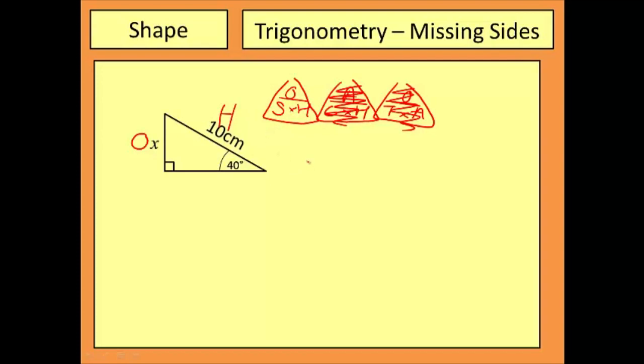So I am looking for O. Now in this formula triangle, whatever I'm looking for, I'm going to cover up. So if I cover up O, it tells me that O is equal to S times H. So in this particular example, S is going to stand for sine of the angle, which is 40 degrees, multiplied by the hypotenuse, which is 10. When I type this into my calculator, I'm going to press sine 40 times 10. This will give me an answer of 6.4, and don't forget your units, centimetres.